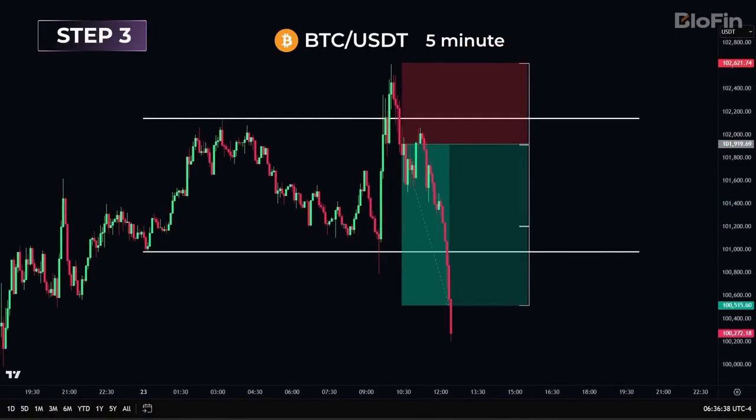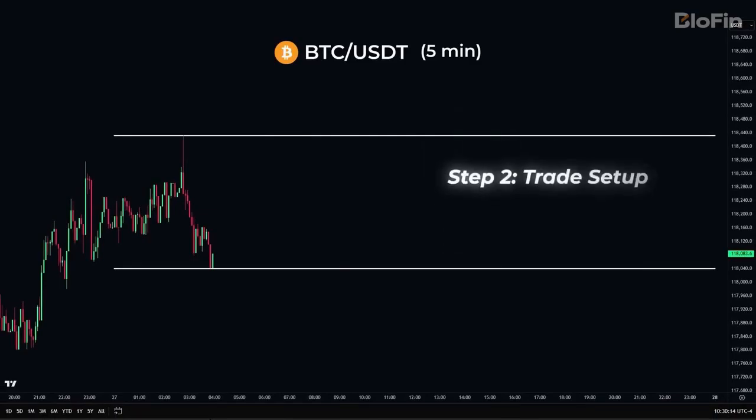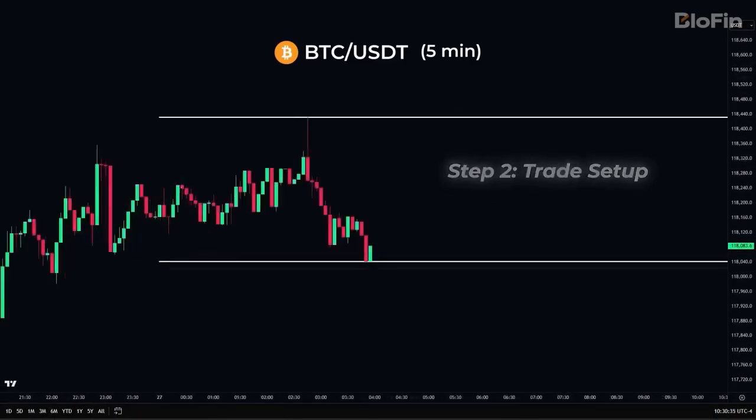Now let's look at another example. Here, we're on the Bitcoin chart on the 5-minute time frame, and right here, we've already got the 4-hour range marked out. So that's step 1 done. We can now move to step 2, look for the trade setup. In this example, we can see that price came down and broke below the range low. However, the candle didn't actually close below it, only the wick. That means the setup still isn't valid.